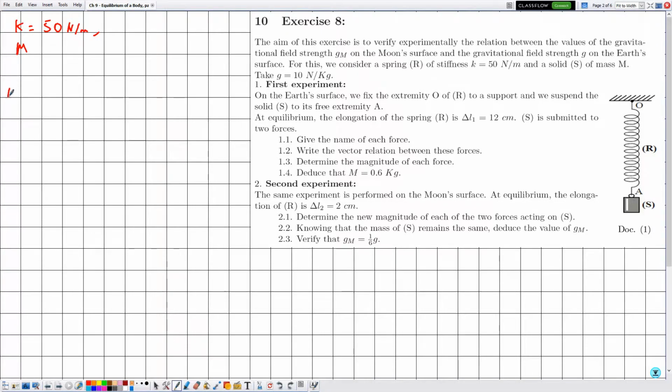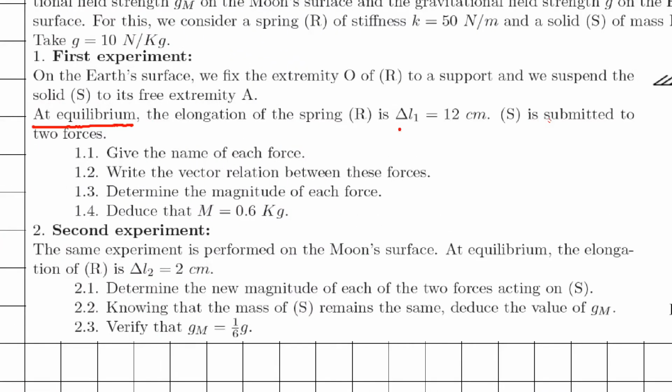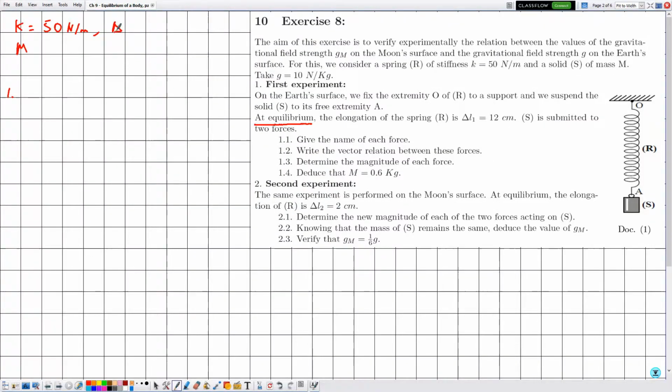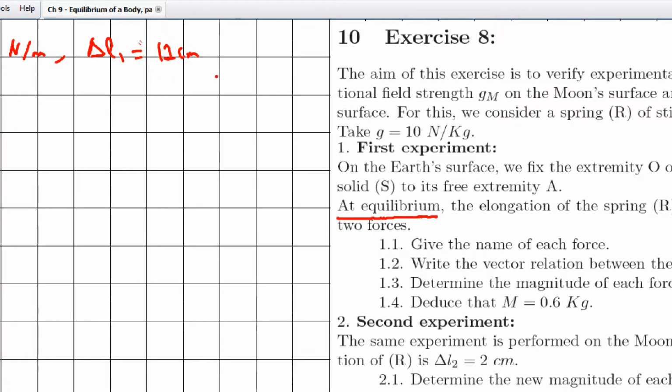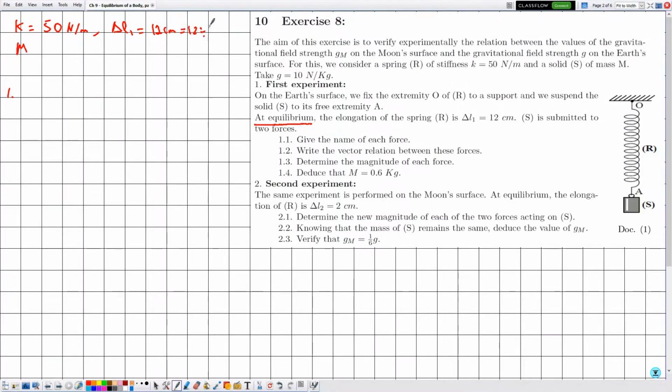Now first experiment. On the Earth's surface, we fix the extremity O of R to a support and we suspend the solid S to its free extremity A. At equilibrium, they mentioned the condition of equilibrium, so at any moment in this exercise we can use the condition of equilibrium. The elongation of the spring R, delta L1, is 12 centimeters. Then, knowing that centimeter is not a unit of length, in order to convert from centimeters to meters, we divide by 100. And this is equal to 0.12 meters.